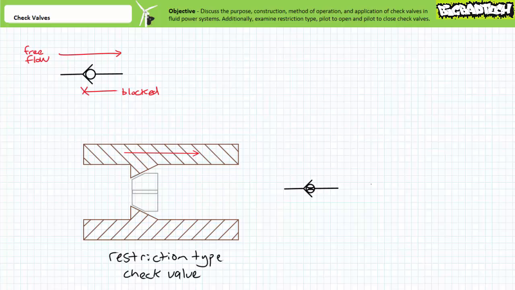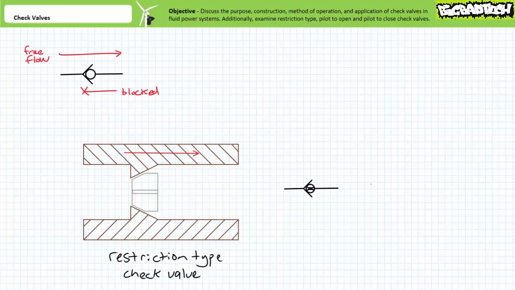Flow rate, if you'll recall, is the principal means a fluid power system uses to influence the speed of a fluid power actuator. A restriction type check valve can therefore allow full speed actuation in one direction by allowing full unrestricted free flow, yet allow reduced speed actuation in the other direction by allowing only a measurable quantity of fluid to pass.